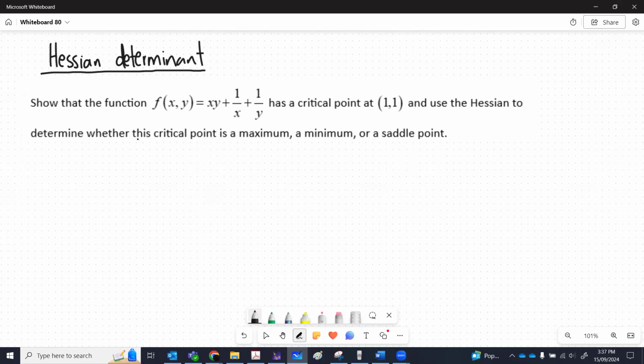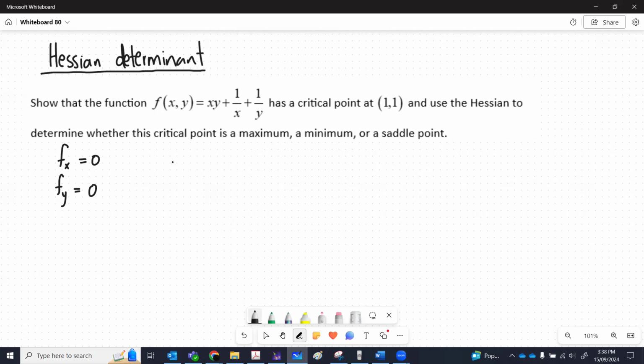And how do we get these critical points? With the critical points, you need to work out the first partial derivative with respect to x. We'll equate it to 0. The first partial derivative with respect to y, we'll equate it to 0. Then these two equations, you solve them simultaneously, and that will give you the critical points.